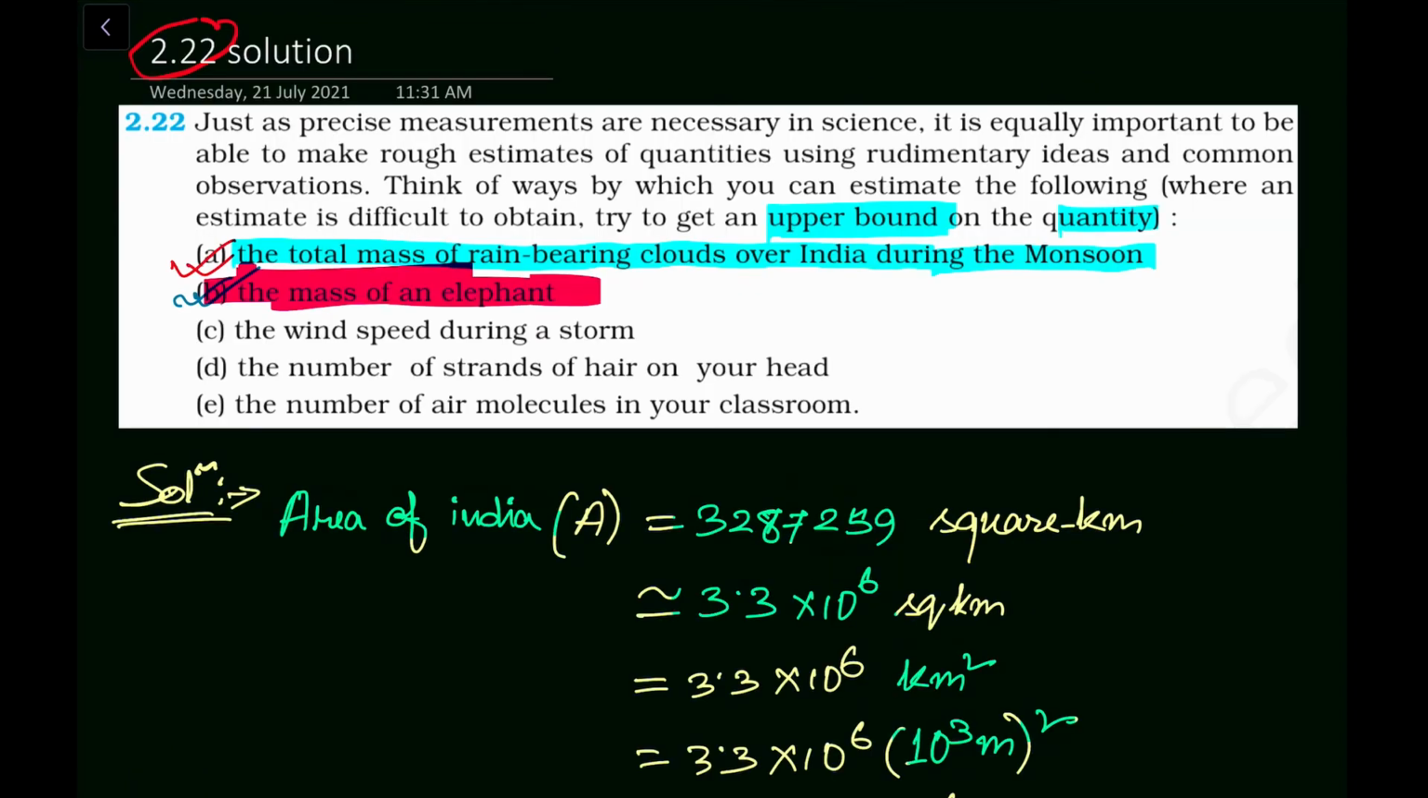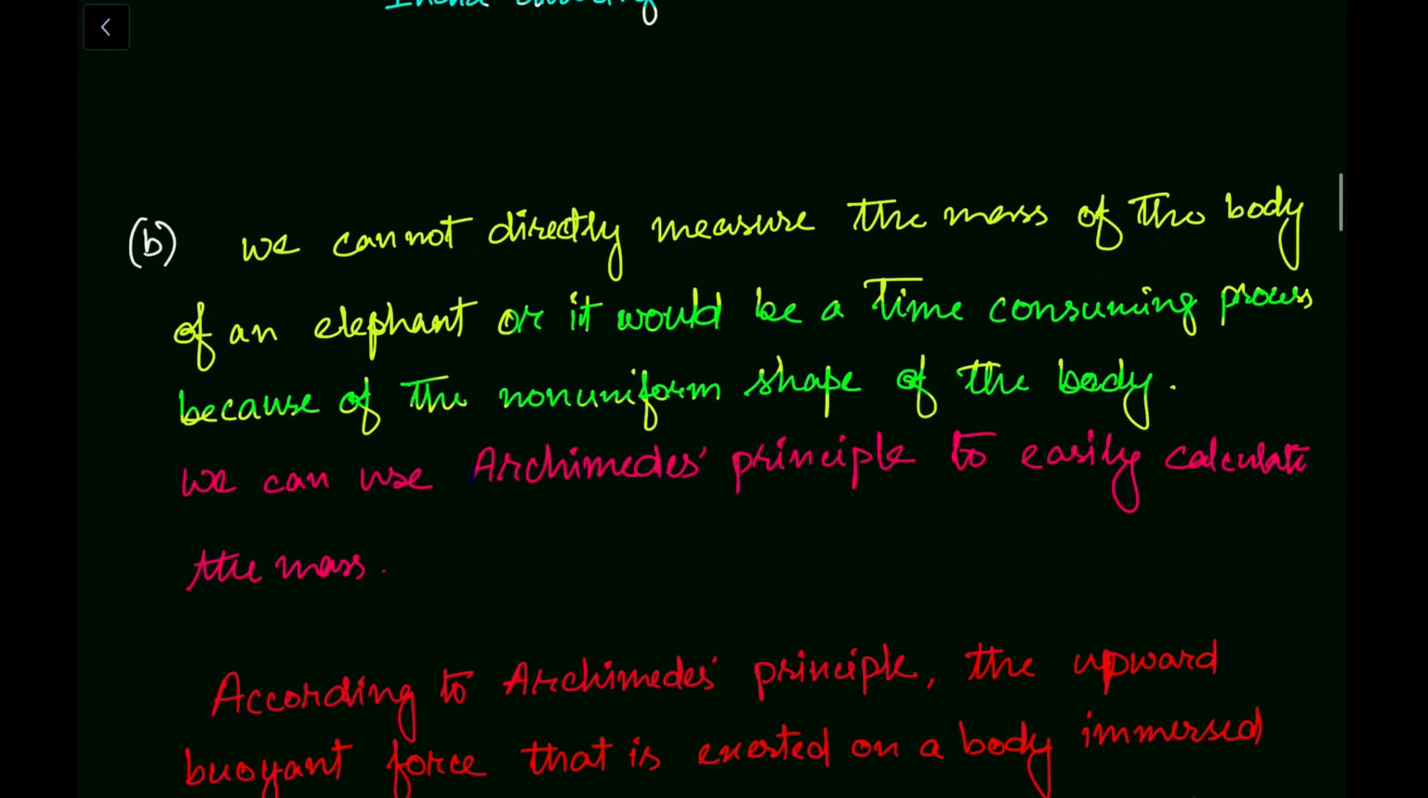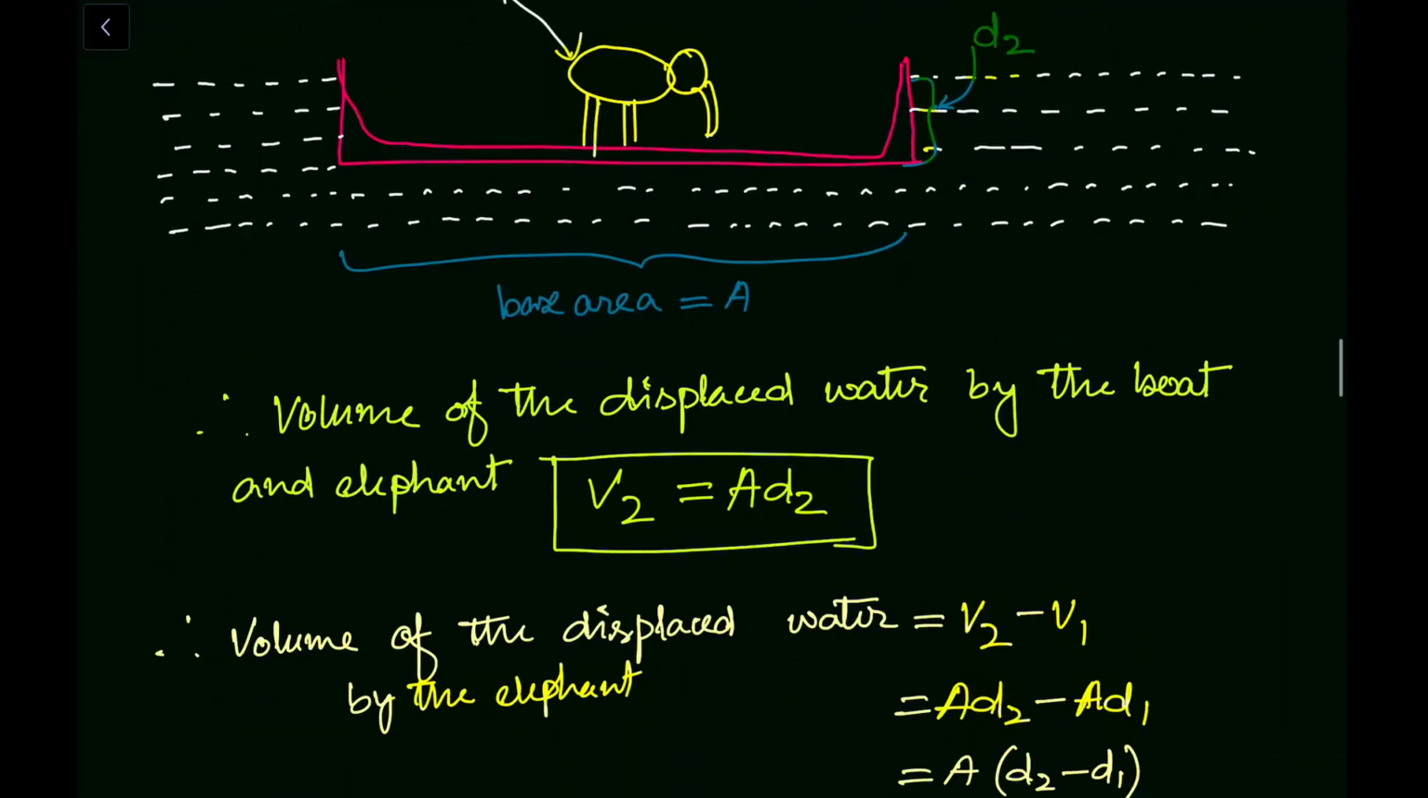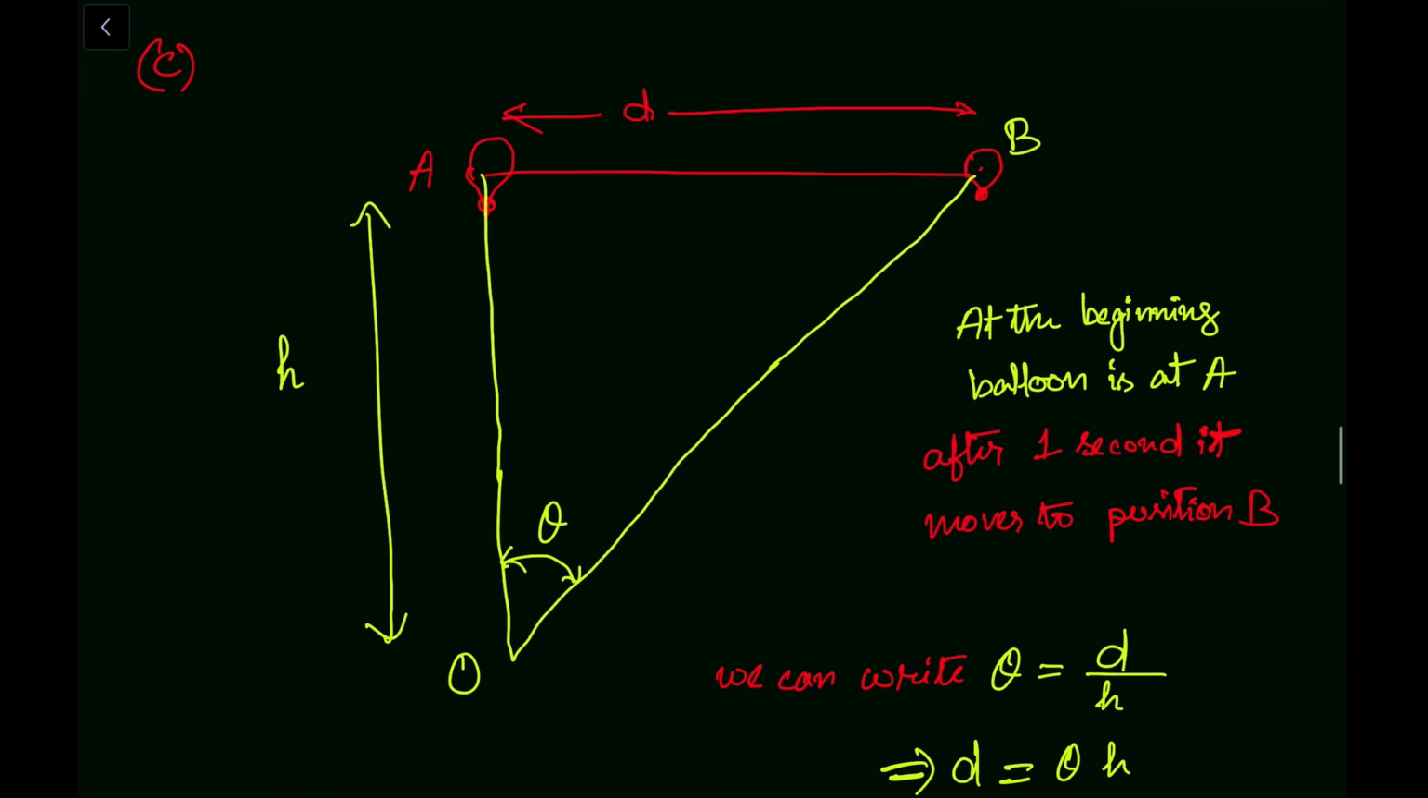In the third problem, the wind speed during a storm. Suppose we have a storm going on and we have to measure the wind speed. So we will consider a balloon. Why a balloon? Because it is very lightweight, and if we leave it floating in the air, it will move in the direction of the wind with the speed of the wind.